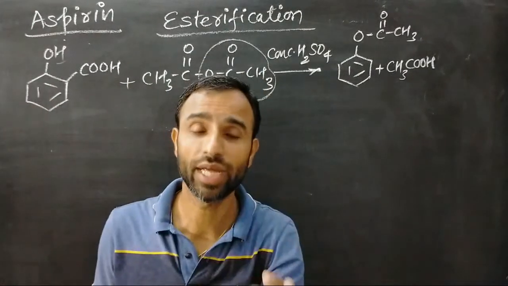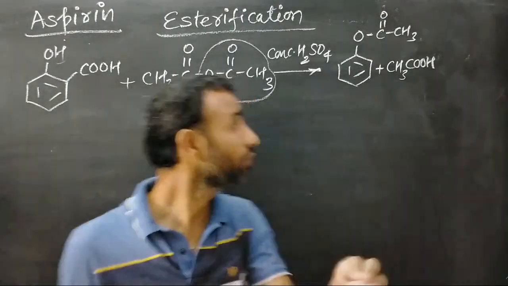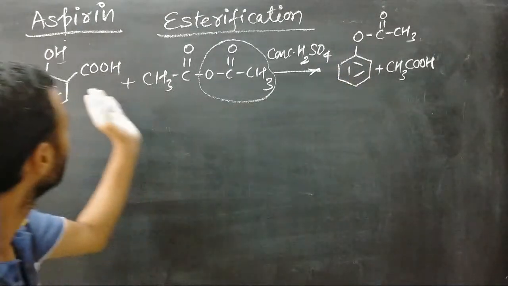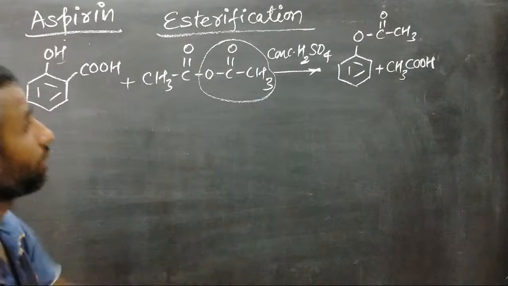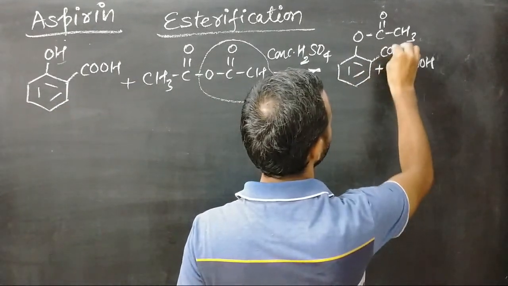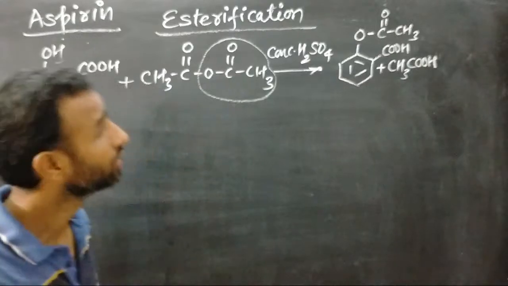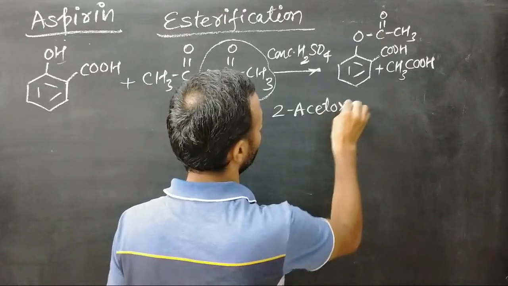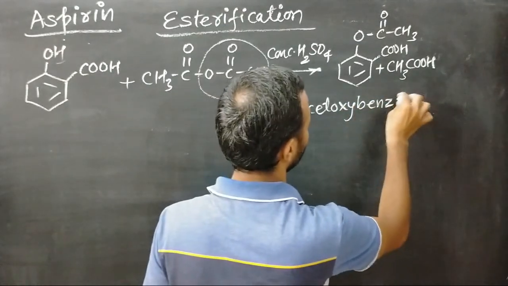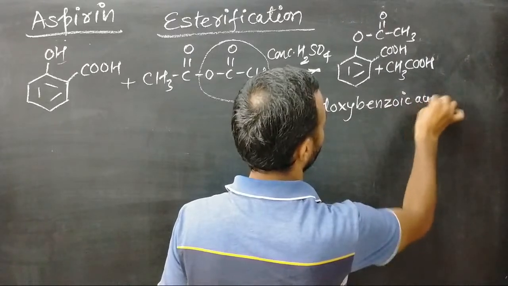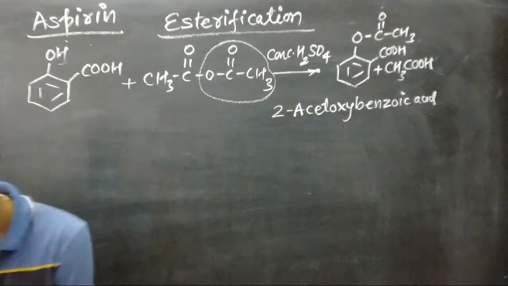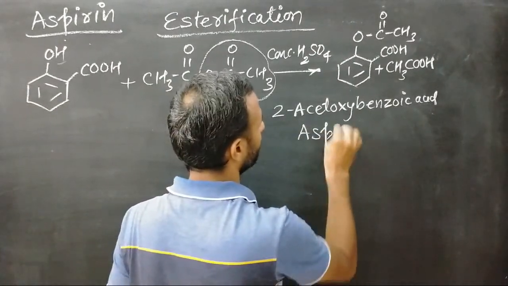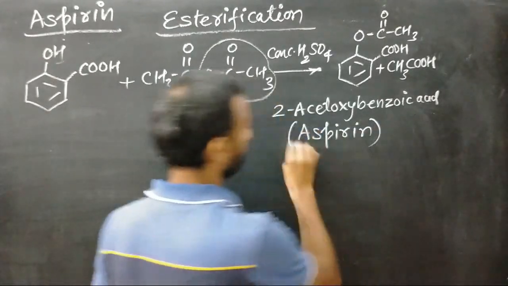Condition should be completely anhydrous, because if there is a small amount of water, this can be hydrolyzed back to the salicylic acid. Okay, so 2-acetoxy benzoic acid. This is 2-acetoxy benzoic acid, and this is the formula of aspirin.